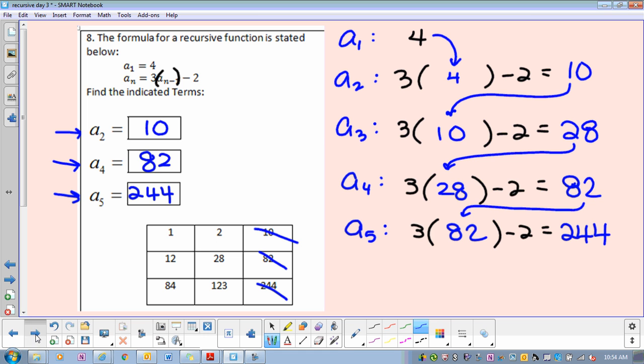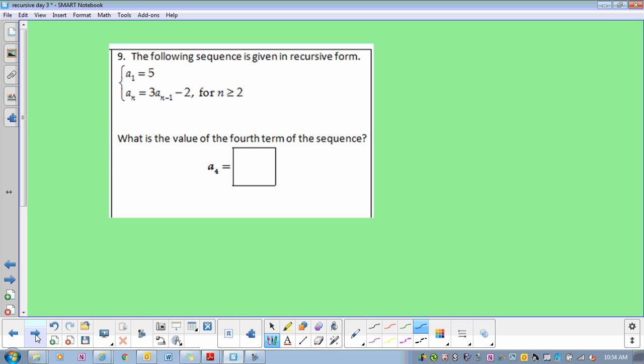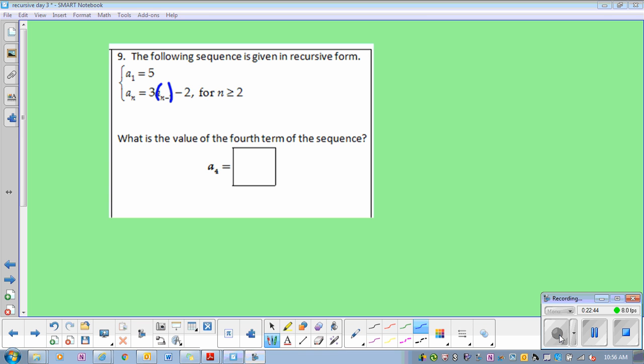All right. So number 9, guys. They said the following sequence is given in recursive form. Okay, so 1, ooh, right? This one is 3 times plug in minus 2. They want the fourth term. Do this, please. So for this one, you should have a sub 1 equals 5, then 2, 3, and 4. 2 would be 3 minus 2.